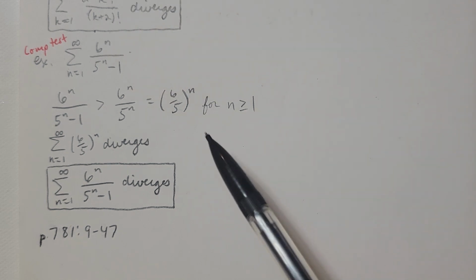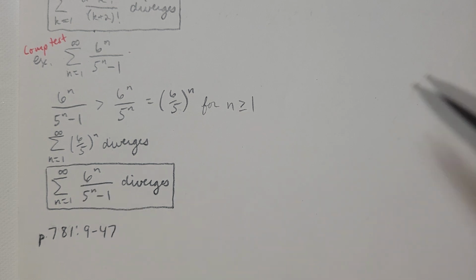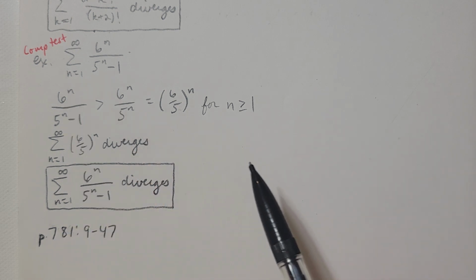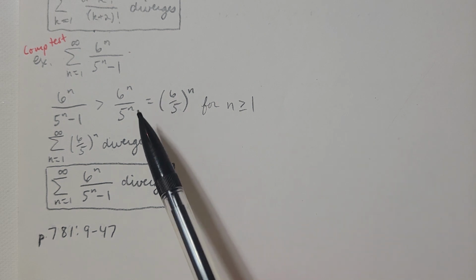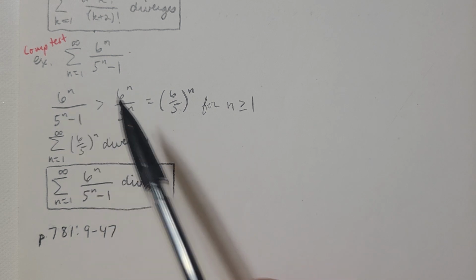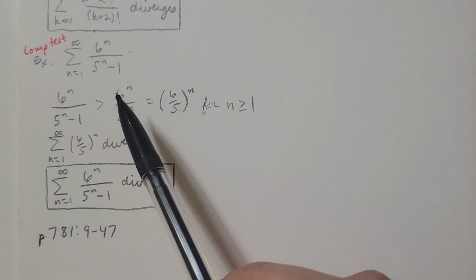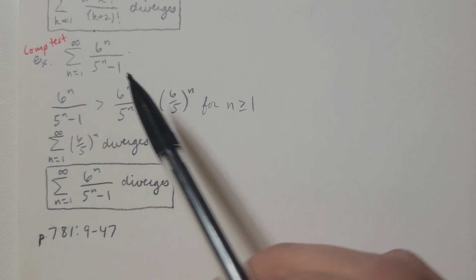And this is a geometric series. So the sum as n equals 1 to infinity of (6/5)^n diverges because the r value, 6/5, is greater than or equal to 1. Okay, and this comparison will work because I've got a divergent series here on the right, and I'm comparing that term by term to something that's bigger than that. Well, then I know that the original series is also going to be divergent.